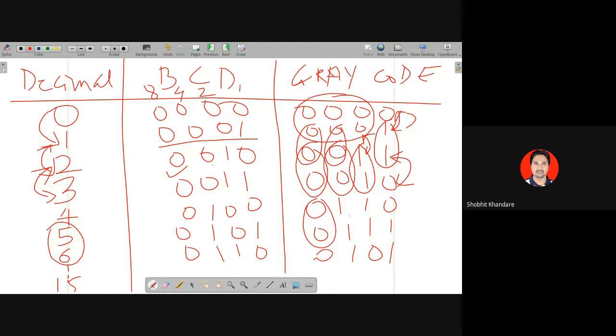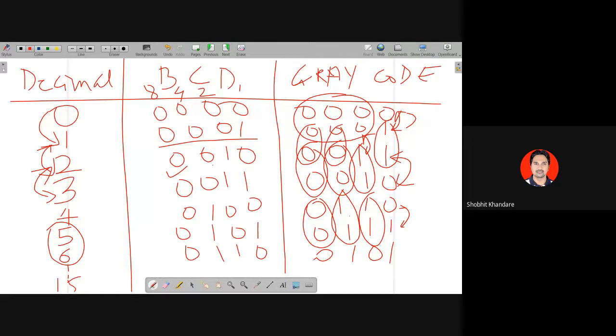So 0 0, 1 1 and 1 1. So there is a change from 0 to 1 now, the fourth position change. So this is the main characteristic of your Gray code, and because of this characteristic, it is called a unit distance code. Only one bit changes at a time.